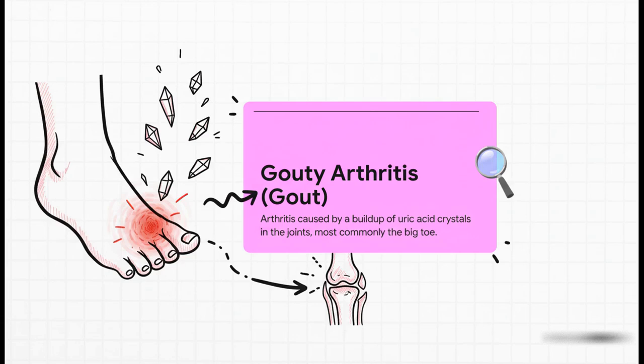And our third type of arthritis is gout. This one's a whole different beast. Imagine tiny, sharp, needle-like crystals building up inside one of your joints. Ouch! That's what happens with gout. It's a buildup of uric acid. And for the exam, there's a classic trio you have to remember. Gout, uric acid, and the big toe. That's its most famous target.